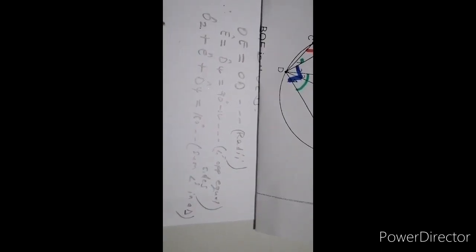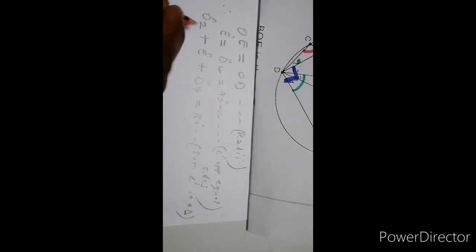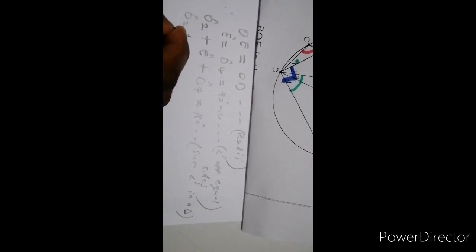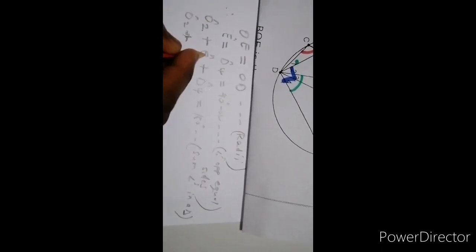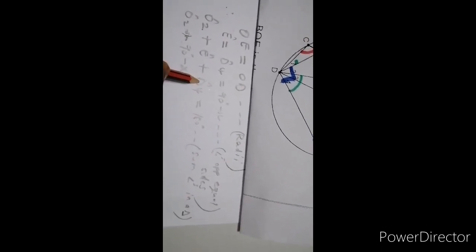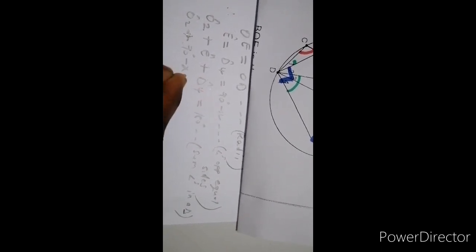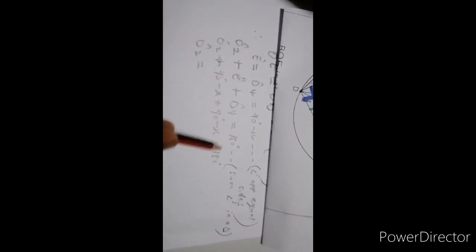Then now let's substitute. Remember, we want O2. We're going to substitute angle E, which is 90 degrees minus x, and also D4 is 90 degrees minus x, which equals 180. Then now we're going to make O2 the subject of the formula by rearranging. Now we're going to find 2x.